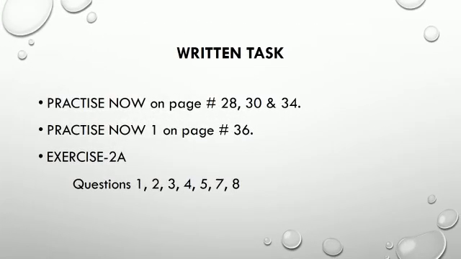Students, your weekly written task includes practices now on page number 28, 30 and 34 with practice now 1 on page number 36 and some similar questions from exercise 2A.